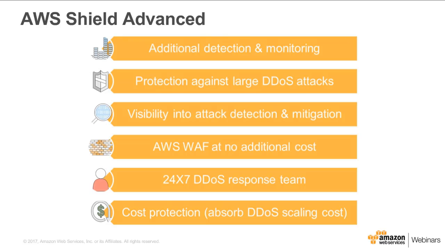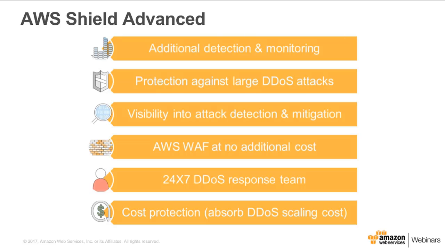Then for the AWS WAF, if you're subscribed to AWS Shield Advanced, you receive that at no additional cost, so that a DDoS attack, specifically an HTTP flood, does not become an economic attack vector. So you're not actually having to pay for the fact that you're mitigating the attack.